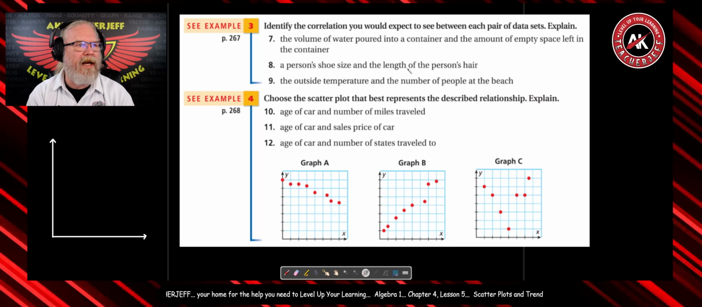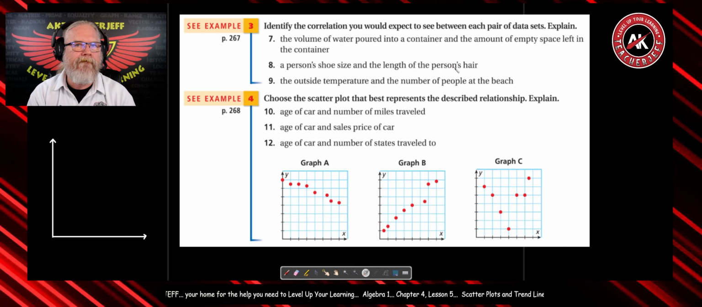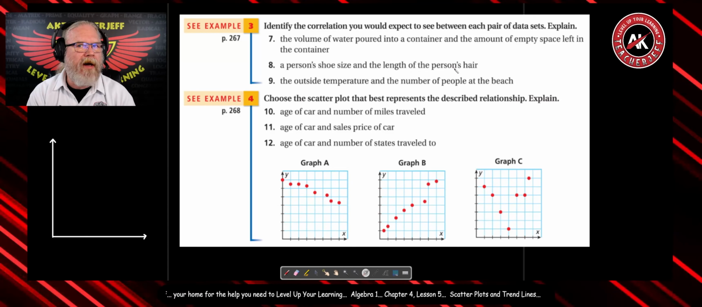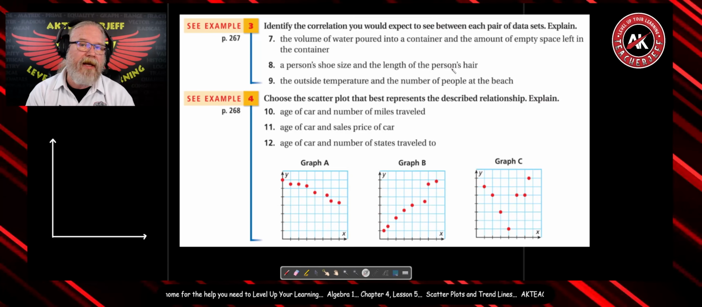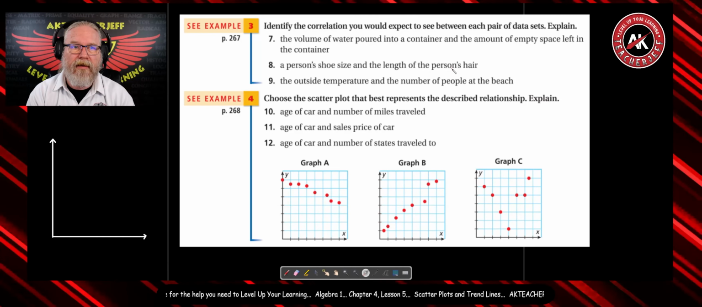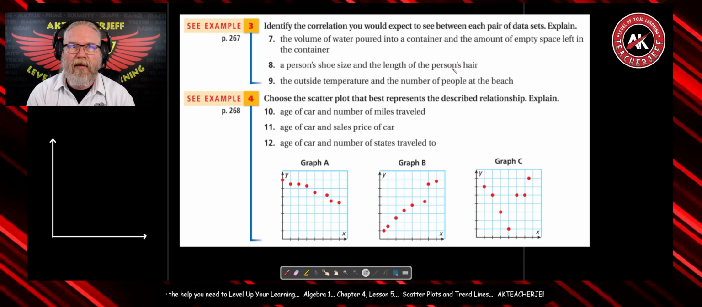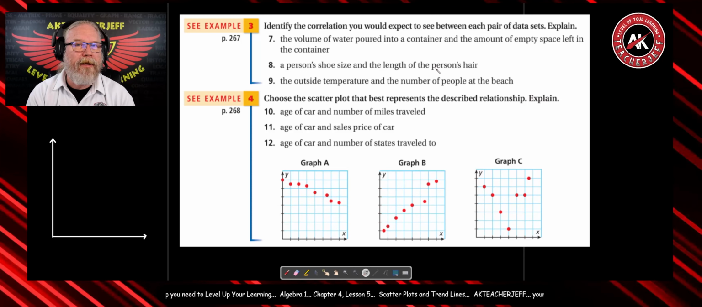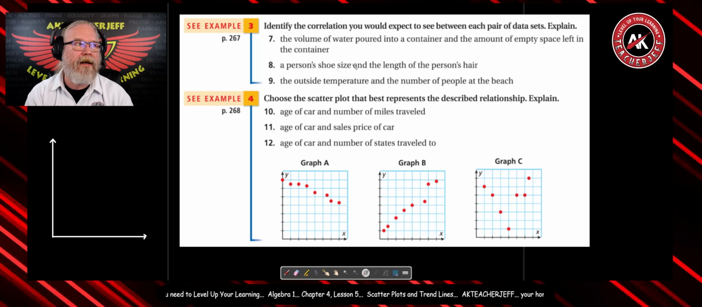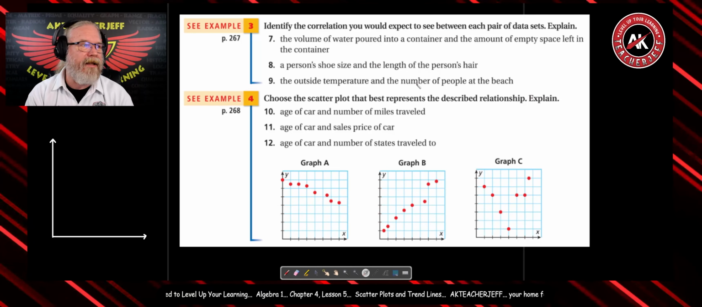A person's shoe size and the length of a person's hair. That one, I don't think there's any correlation. I got pretty long hair, and I know other people have pretty long hair, and we have different shoe sizes. My hair is both long and pretty, I suppose. But nonetheless, I don't think there's any correlation between a person's shoe size and the length of their hair.